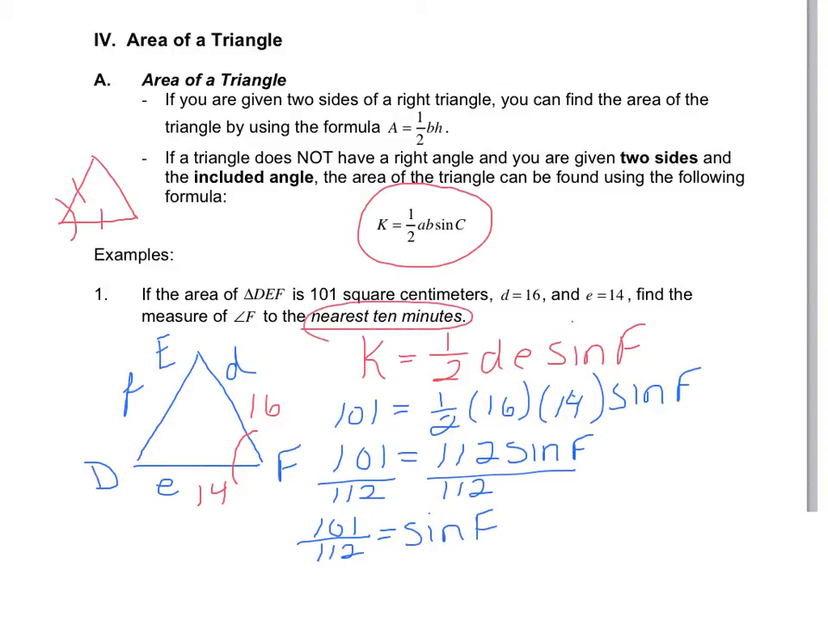I want angle F to the nearest 10 minutes. So I'm going to have to do second sine, 101 divided by 112, enter. Second APPS, number 4 for DMS, enter. I'll give you a second to catch up. I need angle F to the nearest 10 minutes. What did you get? Hopefully you ended up with 64 degrees, 20 minutes. If you didn't, pause the video, try the math again, and make sure you got it. Okay, let's go on to the next example.